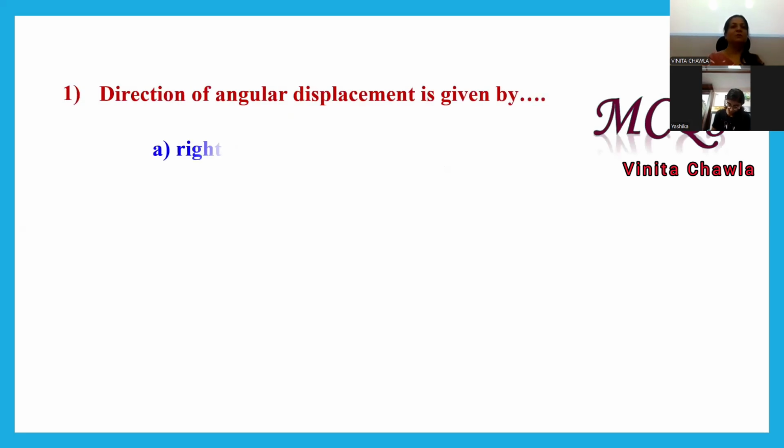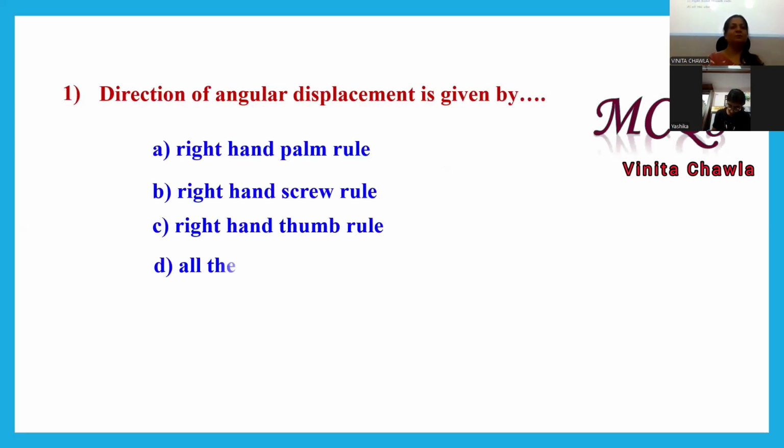So direction of angular displacement is given by which rule? We can also say right hand screw rule, or we can also say right hand palm rule. Palm ही तो है. Screw वाला Maxwell's cork screw rule किया था. ठीक है?